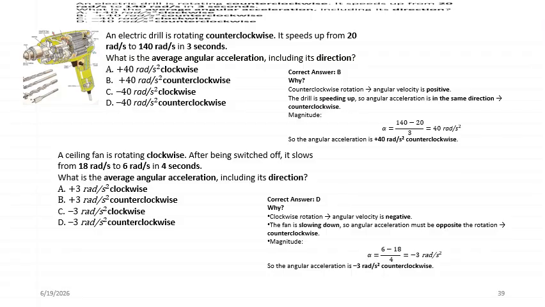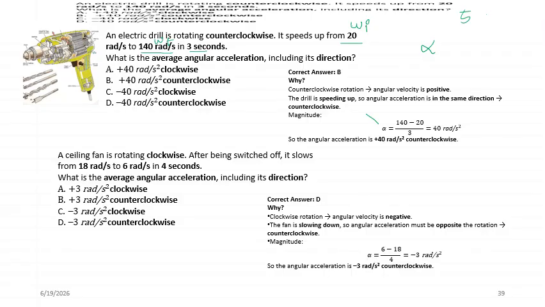Fine. Now, this is again connected with our fifth question, angular acceleration. Let us read the question. An electric drill rotating counterclockwise speeds up from 20 rad per second to 140 rad per second. 20 rad per second means omega i, and 140 rad per second means omega f. How much time will it take? 3 seconds. So what they are asking is angular acceleration.